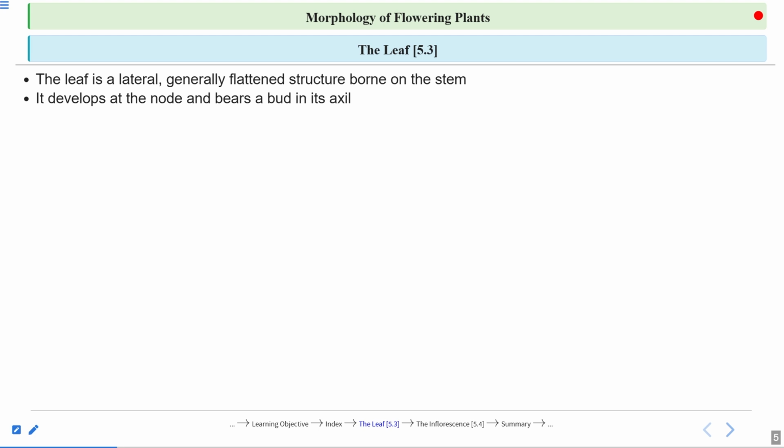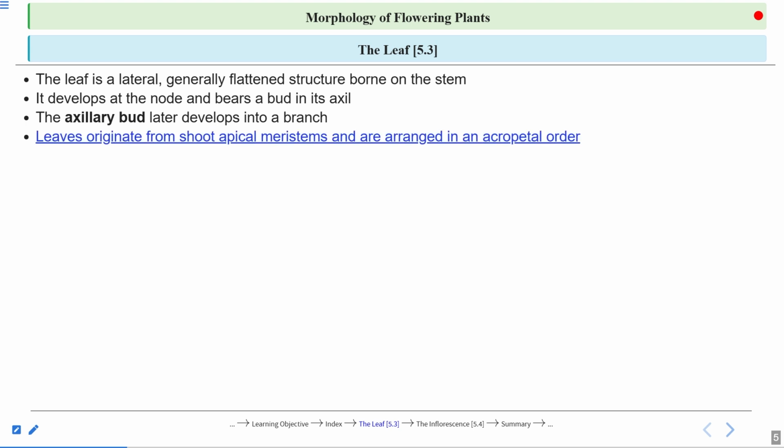So leaves develop at the nodes, and the leaves bear a bud in their axil. This is known as the axillary bud. The axillary bud later develops into a branch. Now leaves originate from the shoot apical meristem and are arranged in an acropetal order. So this is very important.